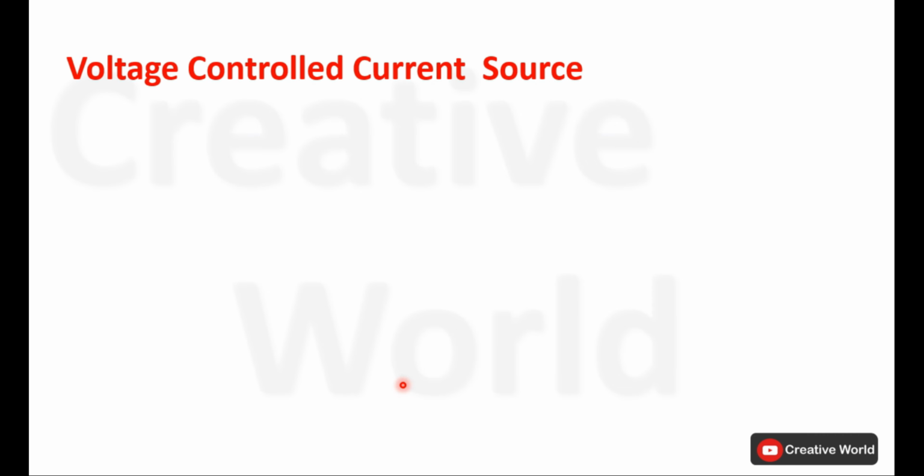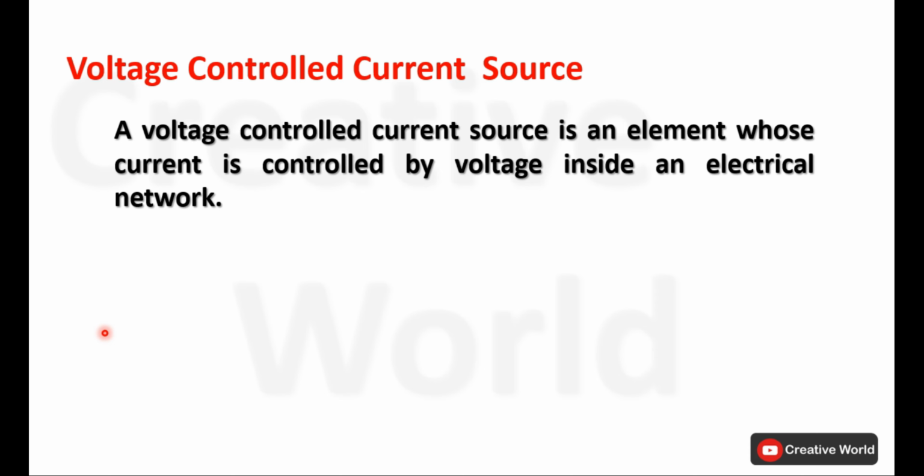Next is voltage controlled current source, and it is a dependent source. The definition of this element is: a voltage controlled current source is an element whose current is controlled by voltage inside an electrical network. In simple words, the current of this source will be controlled through the value of voltage across any element in that circuit. And if the voltage of that element changes, the current through this source will also change.